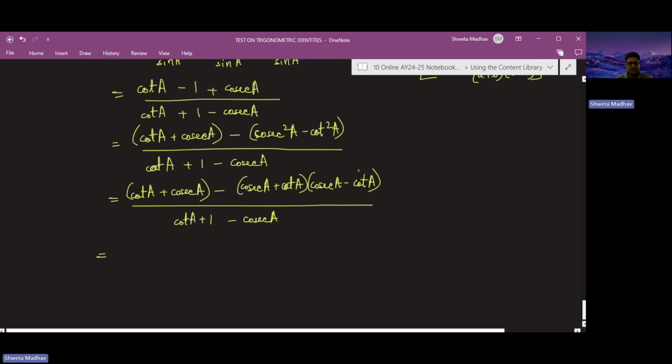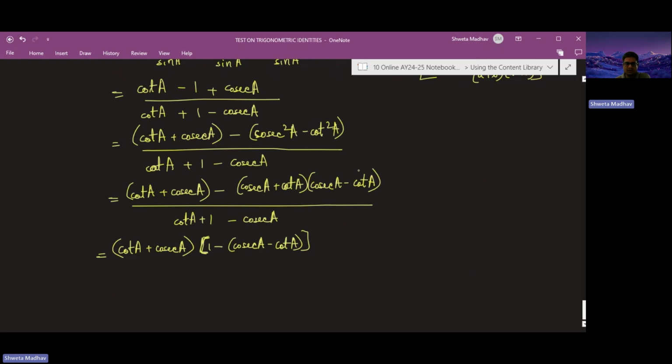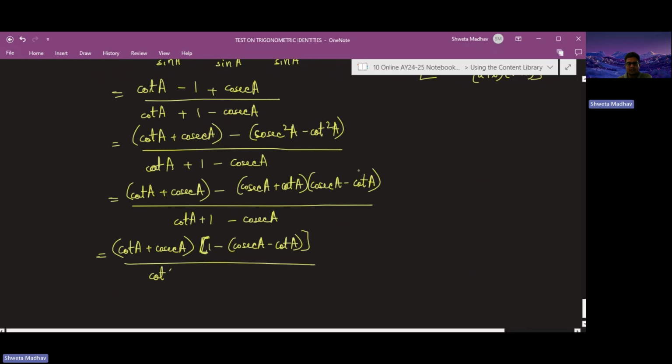So now this will be equal to cot A plus cosec A into 1 minus of cosec A minus cot A. Since from these two terms, we can take cot A plus cosec A as common outside, and that will be into 1 minus cosec A minus cot A divided by cot A plus 1 minus cosec A.